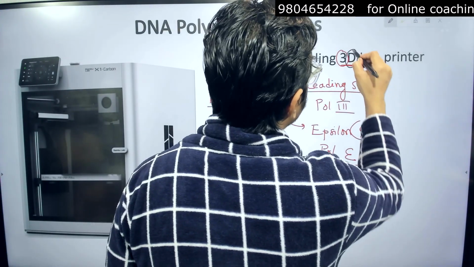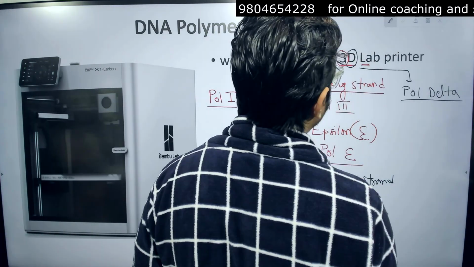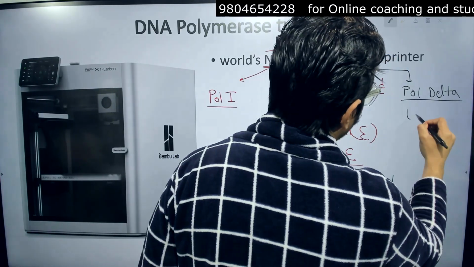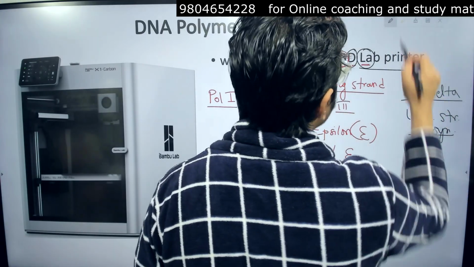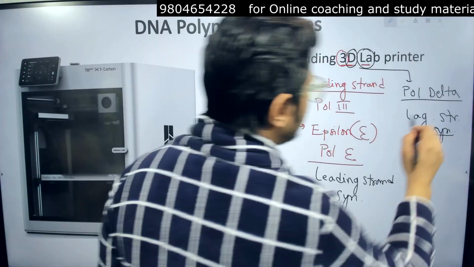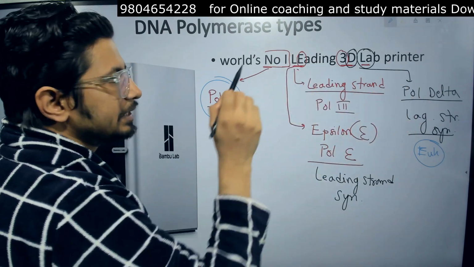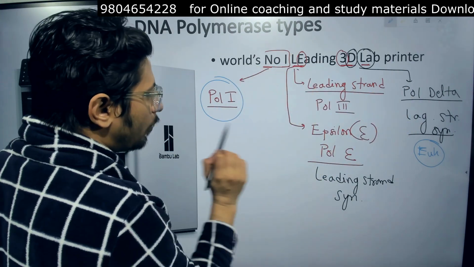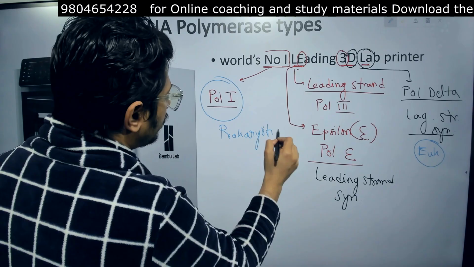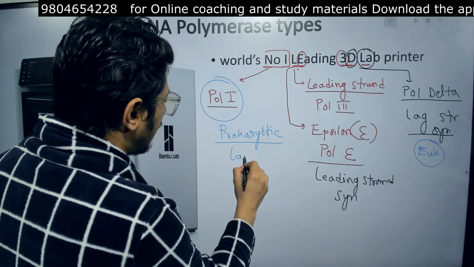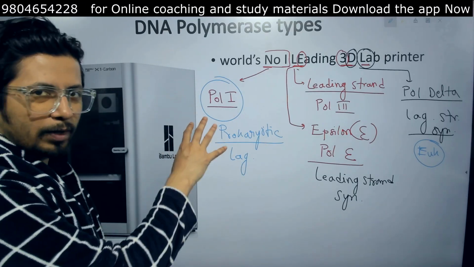Next, look at D for pol delta. In eukaryotes, pol delta is involved with the LA, for lagging strand synthesis, right? Polymerase delta in eukaryotes is involved in lagging strand synthesis. Similarly, pol 1, which we left alone earlier, "world's number one leading 3D lab printer," number one for pol 1, is involved with prokaryotic replication for the lagging strand, and also the removal of the Okazaki fragments, filling the gap, is done by pol 1. So that is the thing.